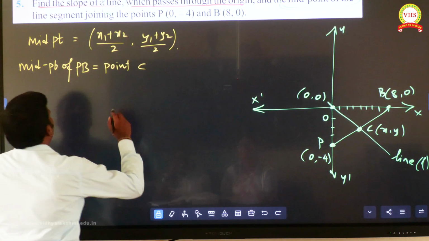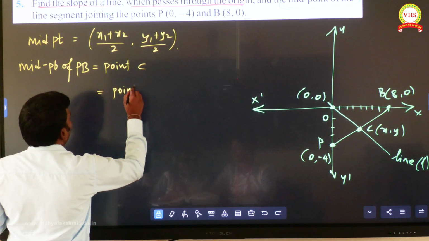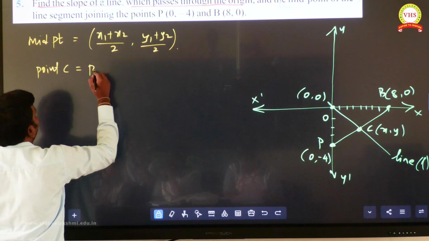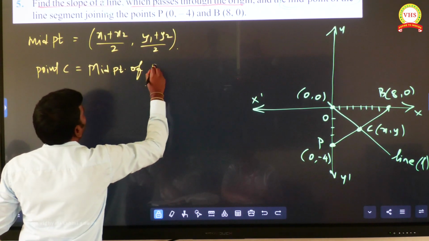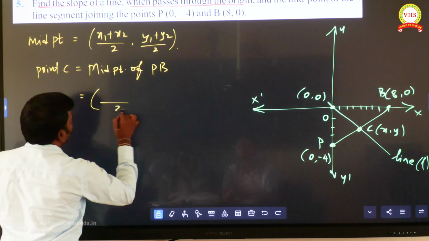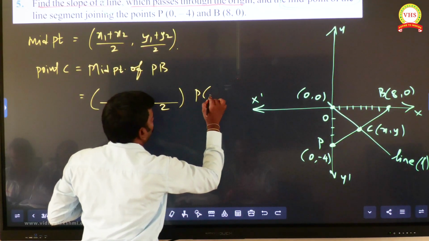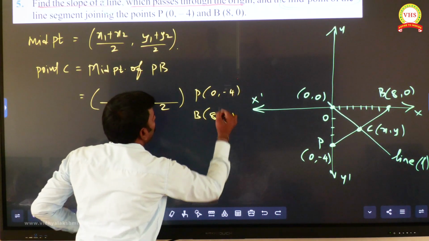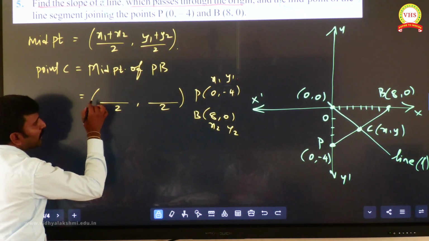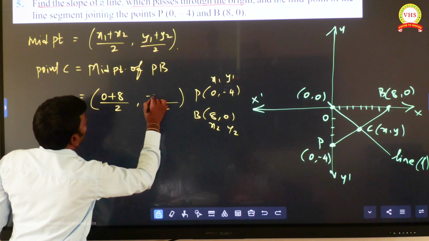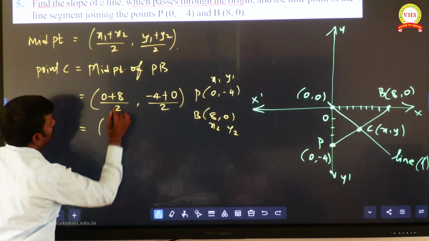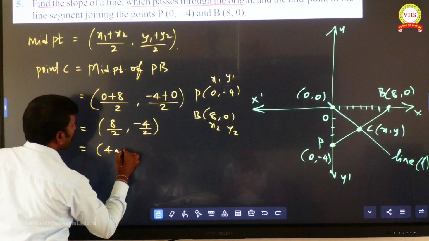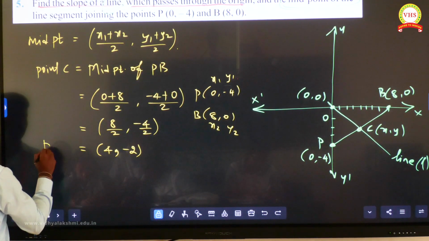Listen here. So point C I'm going to find. If I need point C, I need to find the midpoint, I told you. Better I will write like this. Point C, if I need, I have to take the midpoint of PB. So midpoint of PB is x1 plus x2 by 2, comma, y1 plus y2 by 2. Point P I have to write. What is the point P? 0, comma minus 4. Point B I have to write 8, comma 0. And this is my x1, y1. It's my x2, y2. Apply here. x1 value 0, x2 value 8, and y1 value minus 4, y2 value 0. Understand? So what am I getting here? 8 divided by 2, comma, minus 4 divided by 2. After I simplify, what am I getting? 4, comma, minus 2. This is my required point C.